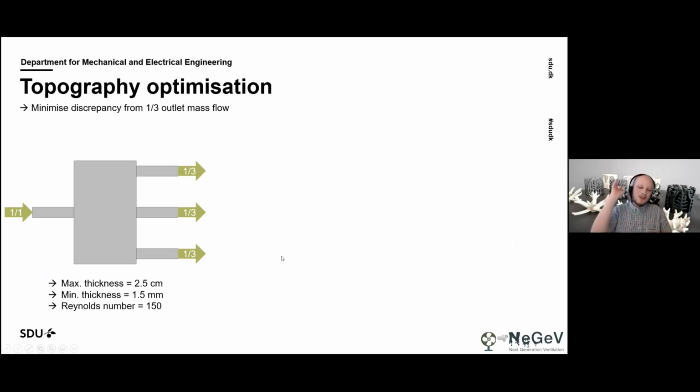So for the climate module, it's a lot about flow distribution. So these examples are sort of inspired by that. We're looking at the distribution of fluid flow fields here. So we have a single inlet here on the left, and then we have three outlets on the right where we want to distribute the mass flow equally, so 1/3 to each outlet. So our objective function is to minimize the discrepancy from having 1/3 mass flow at the outlets. We have a maximum and minimum thickness here and a Reynolds number of around 150.